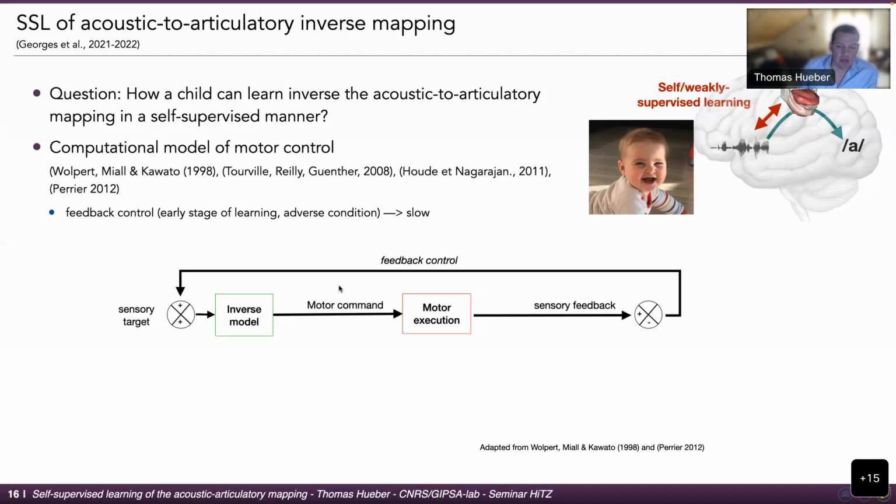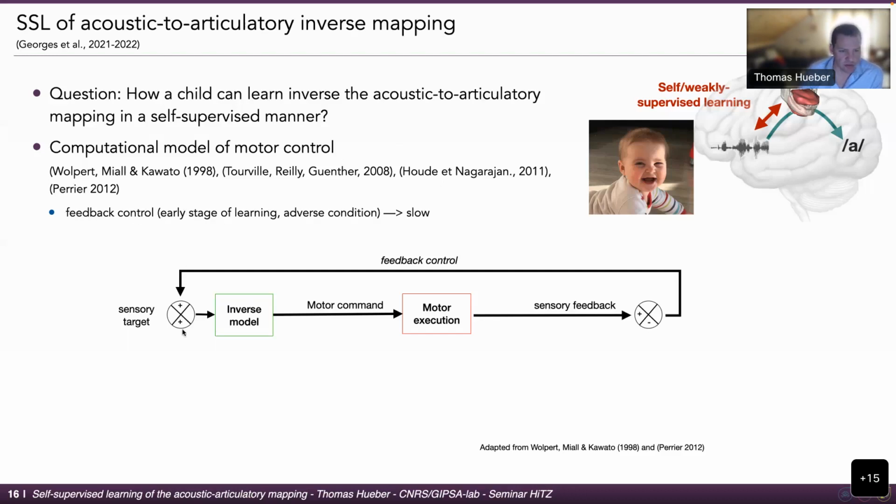So as I started to say in my introduction, we build our model on top of the motor control theory, and in particular the speech motor control theory, the one proposed by, very inspired by the work of Frank Guenther and also from Ostry and Perrier. So let's talk a bit about this motor control model.